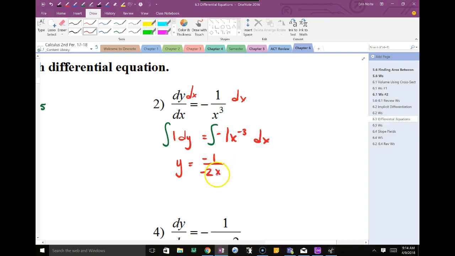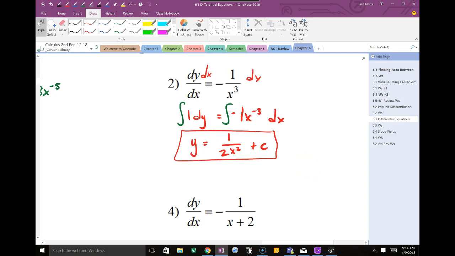Sorry, did you guys follow that? I don't know why I could do the negative and not. Did you guys follow that? And then I just get rid of the negatives? Okay, plus C. Doing okay? We need a harder one.